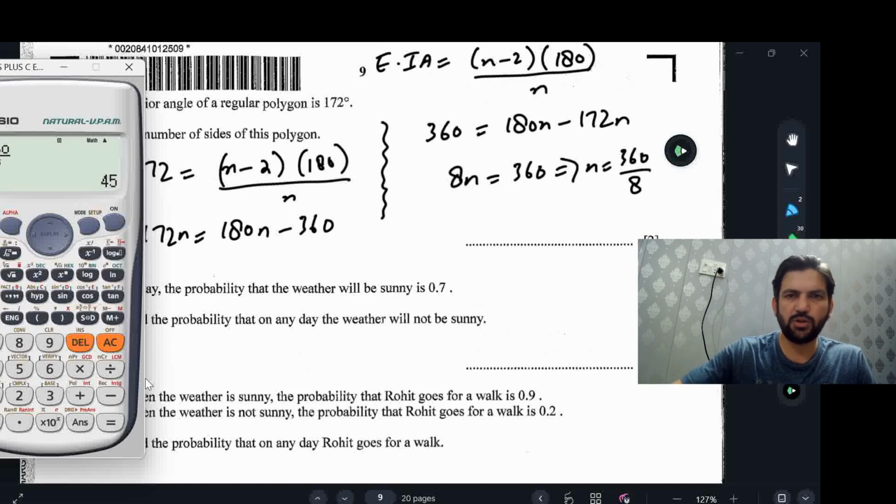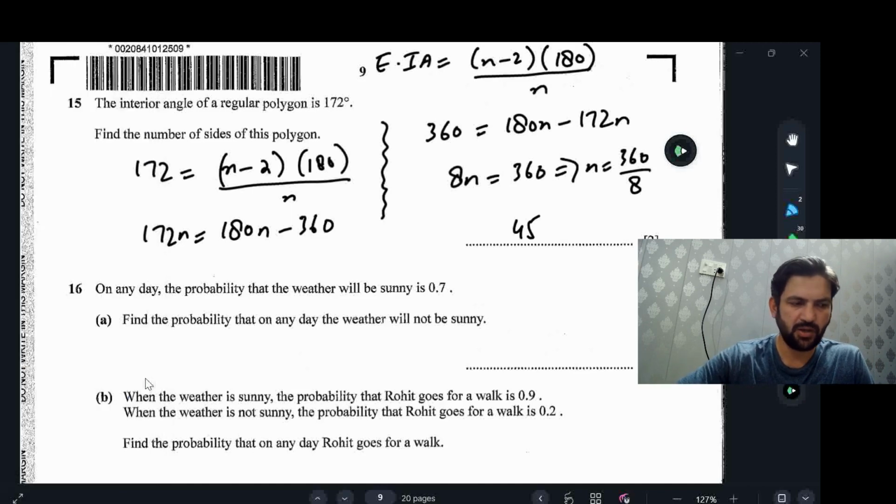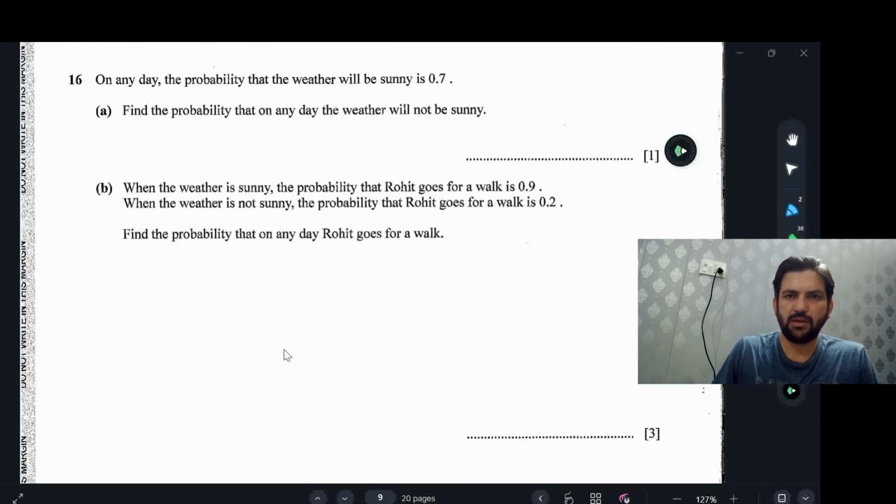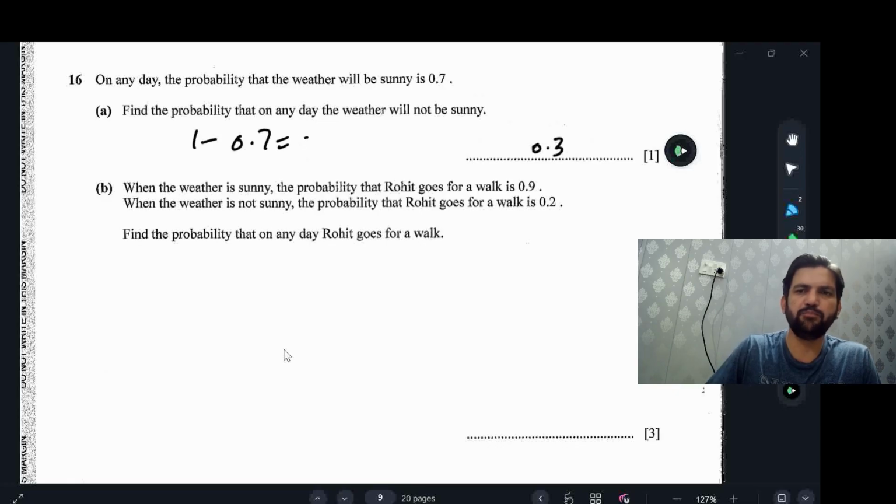So n will be equal to 45. Let's move to question number 16. On the day, the probability that the weather will be sunny is 0.7. Find the probability that on any day the weather will not be sunny. Of course, it should be 0.3. How is it 0.3? Because 1 minus 0.7 is 0.3.